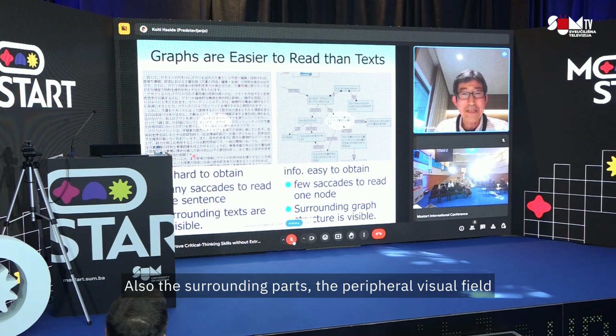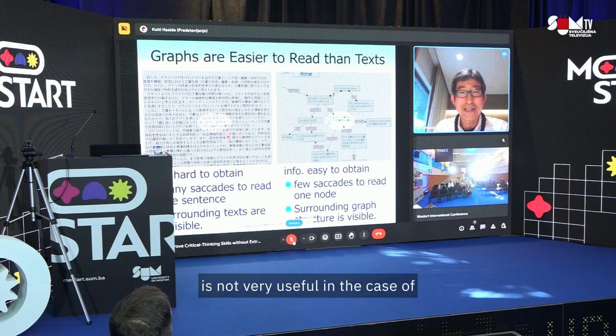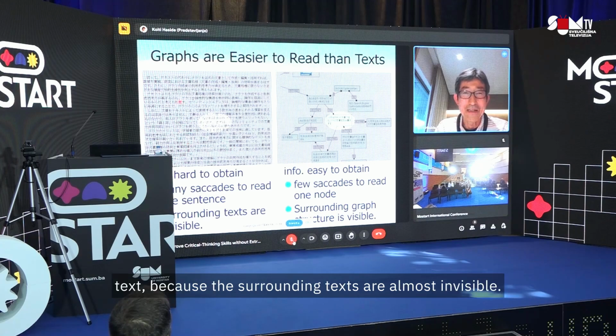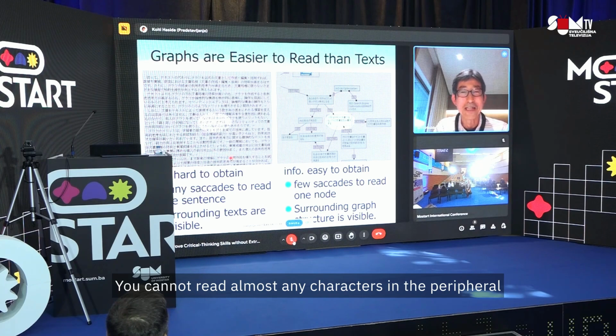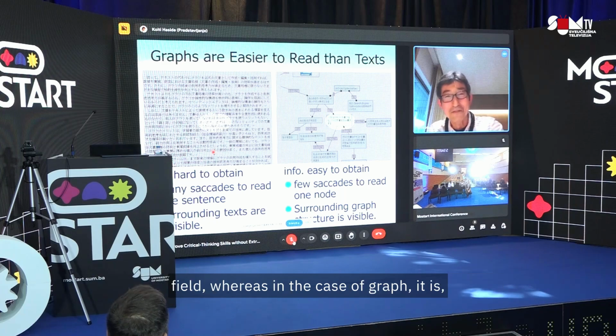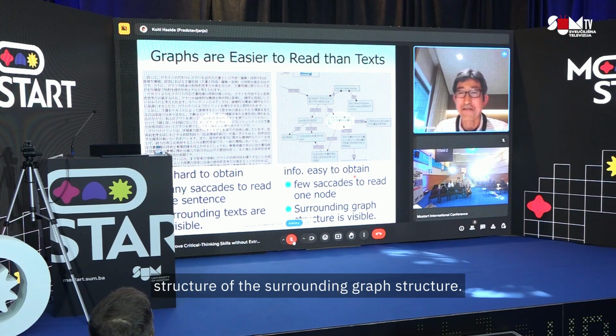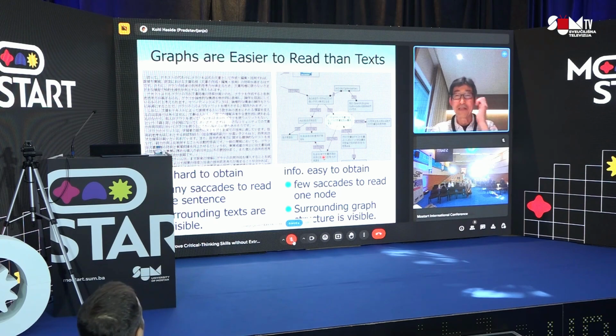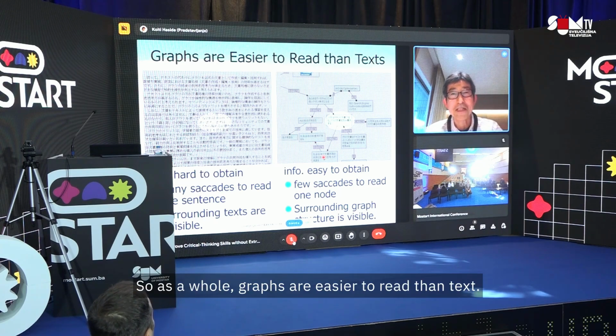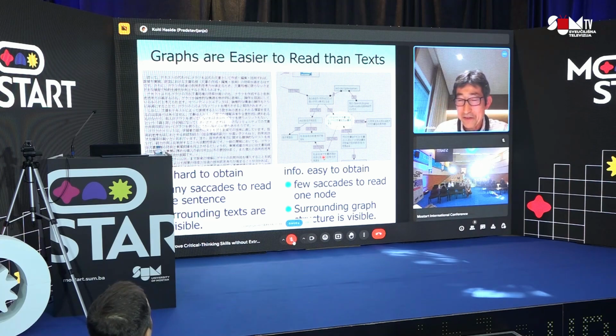Also, the surrounding part, the peripheral visual field, is not very useful in the case of text, because the surrounding texts are almost invisible. You cannot read almost any characters in the peripheral field of vision. Whereas in the case of graph, it is, well, a bit better, because you can grasp the structure of the surrounding graph structure, right? So as a whole, graphs are easier to read than text.